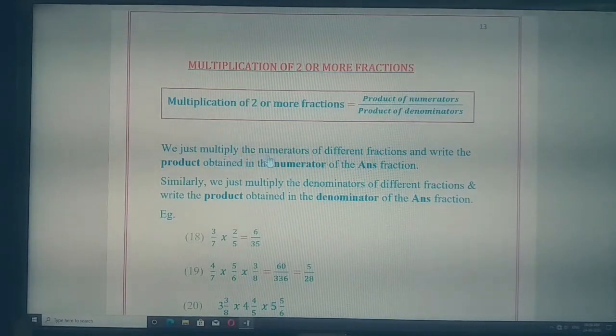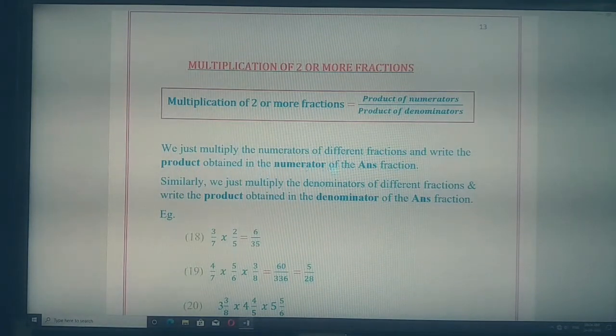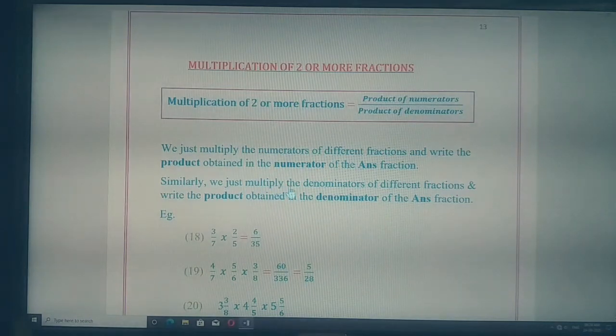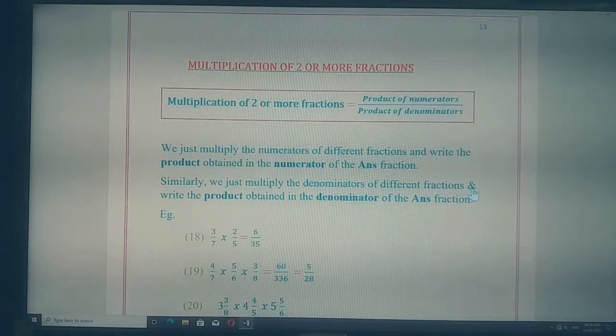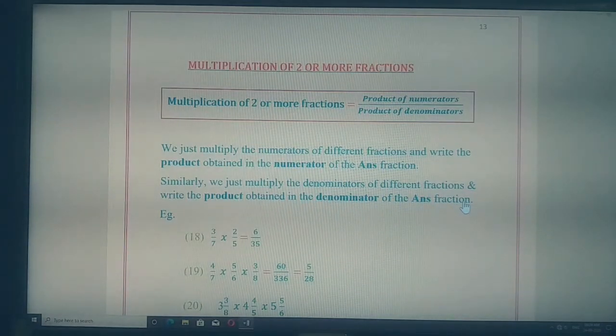We just have to multiply the numerators of different fractions and write the product obtained in the numerator of the answer fraction. Similarly, we just have to multiply the denominators of different fractions and write the product obtained in the denominator of the answer fraction. Let us see some examples.